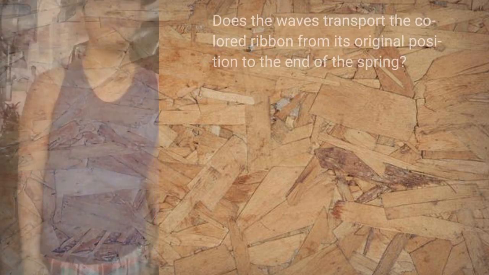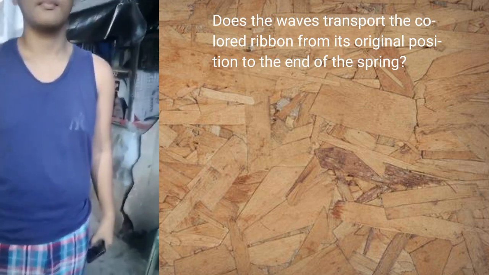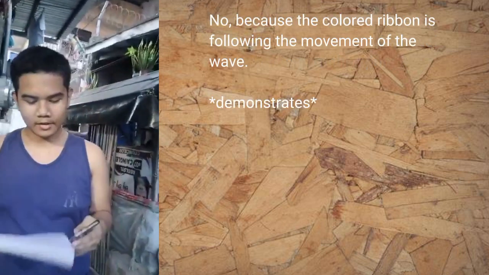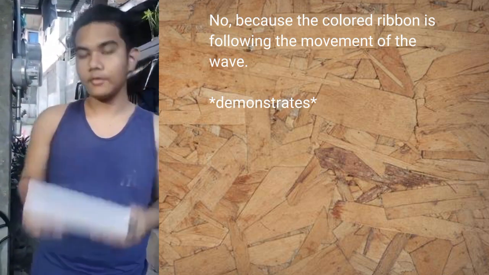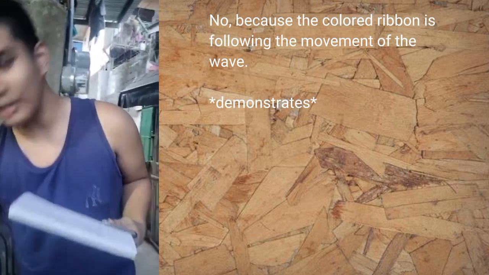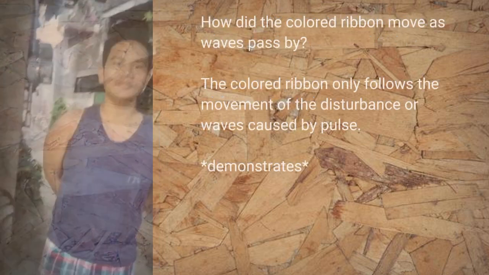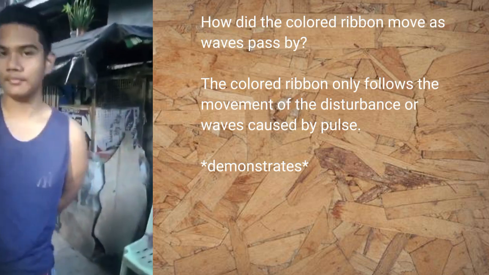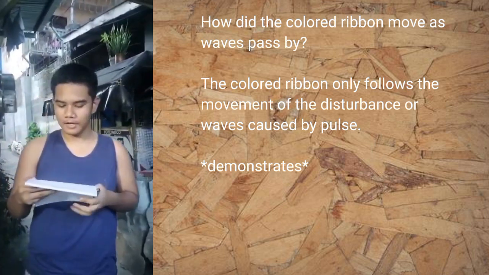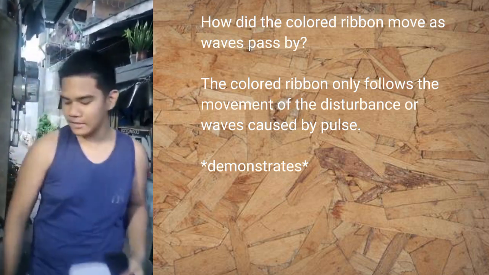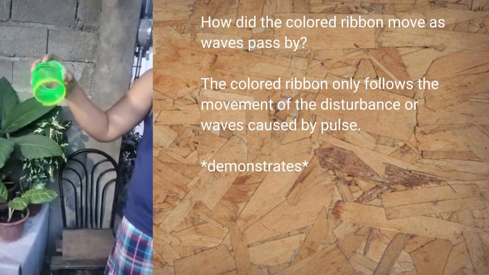Does the wave transport the colored ribbon from its original position to the end of the spring? No, because the colored ribbon is following the movement of the wave. So meaning the ribbon does not move far along the coil, it only follows the coil. How did the colored ribbon move as waves pass by? The colored ribbon only follows the movements of the disturbance or wave caused by the ripples. So the coil moves because of the ripples.